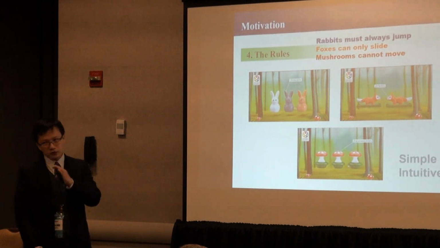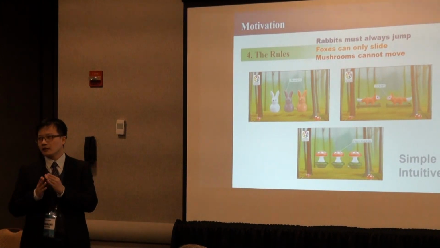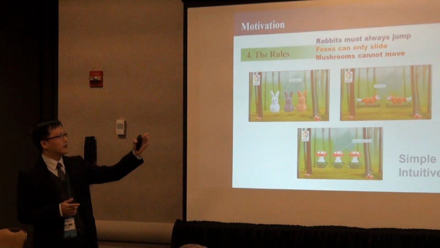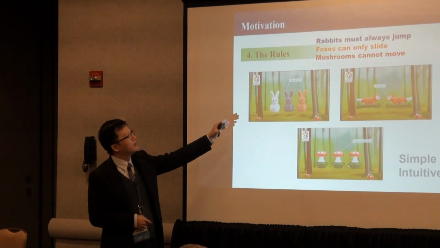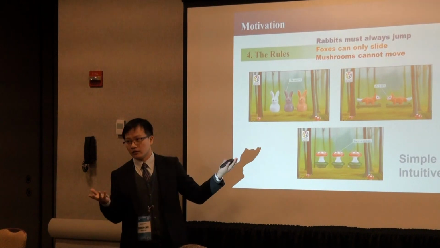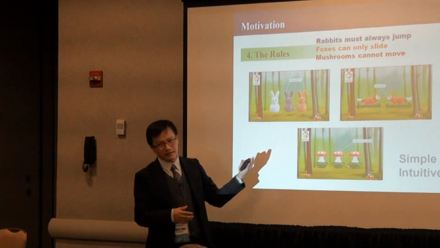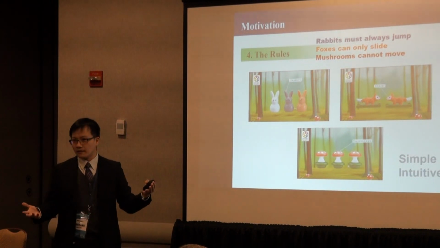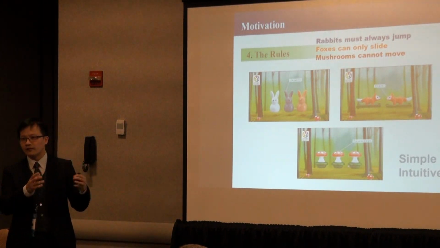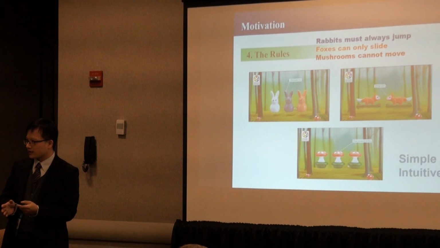And the fourth component is the rule. The rules must be simple and also intuitive. Look at this example. Rabbit must always jump. That's intuitive. Fox can slide. Simple and intuitive. Mushroom cannot move. Simple and intuitive. However, the combination of the rules can be complex.